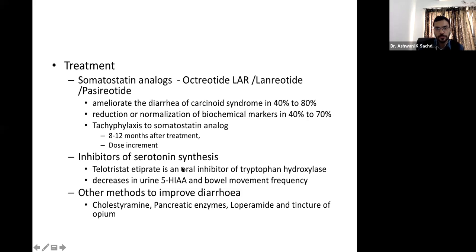Another agent used for treatment in carcinoid syndrome is a serotonin synthesis inhibitor. Telotristat is an oral inhibitor of tryptophan hydroxylase. It reduces the urinary 5-HIAA levels, and it also decreases bowel movement frequency. Thus, it's used in diarrhea associated with carcinoid syndrome. Other methods to improve diarrhea are cholestyramine, pancreatic enzymes, loperamide, and tincture of opium.